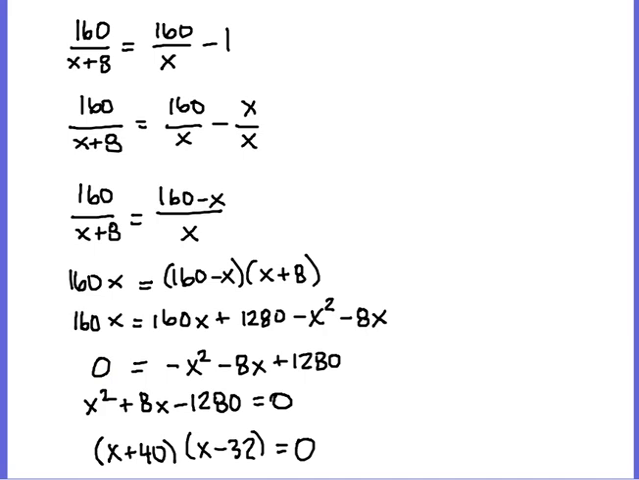So that factors nicely. 40 multiplied by -32 is -1,280. You have your times tables memorized up to 40, don't you? I don't either. I just tried some things.